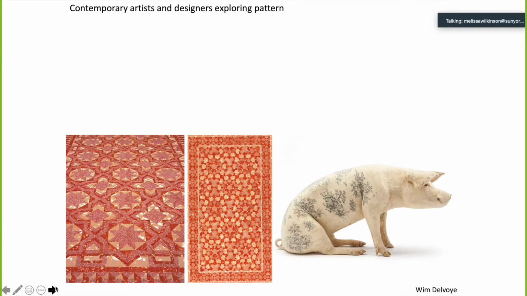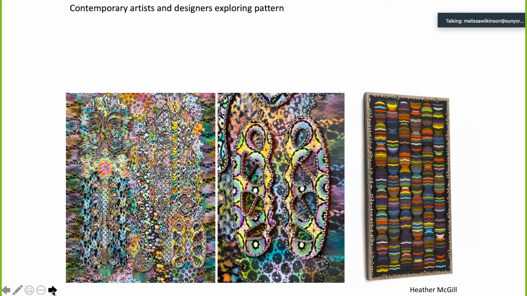Another artist that I'll talk about a little bit later on is Wim Delvoye. Wim Delvoye pulled patterns from mosaics and Arabic motifs that he found and actually did tattoos. He's, I believe, Belgian, maybe Dutch. He did actual tattoos on pigs, living pigs. And we'll talk about that a little later on in the lecture as to the sort of ethical implications of that. But he's an artist that works with pattern pretty exclusively.